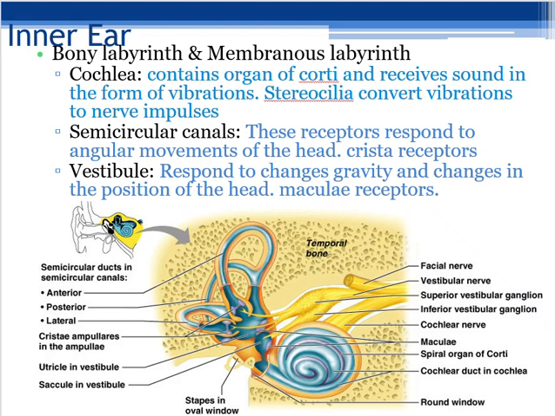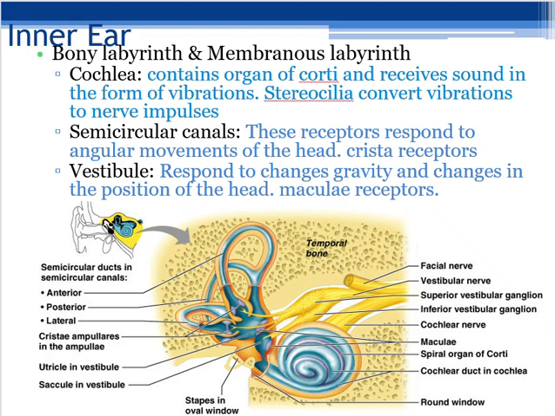Now the cochlea is the bottom snail shell, and it essentially has three areas, and the center one would be the cochlear duct, where we have the spiral organ or organ of Corti that receives sound in the form of vibrations, and it's also going to have stereocilia on special cells that can be bent in order to turn those vibrations into nerve impulses.